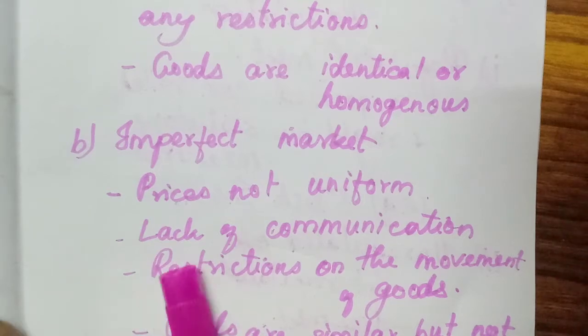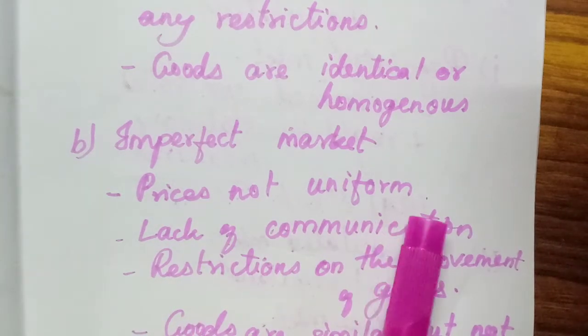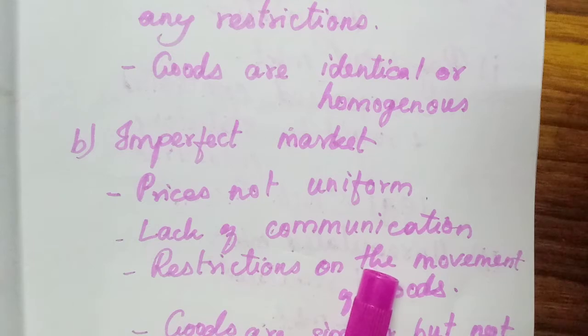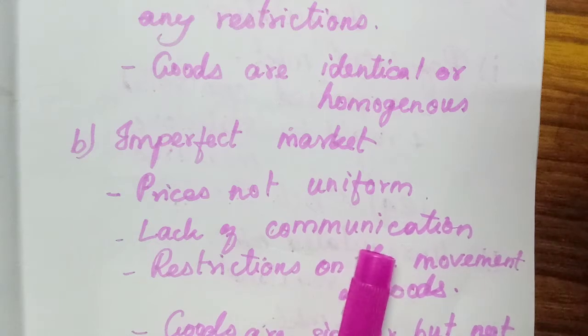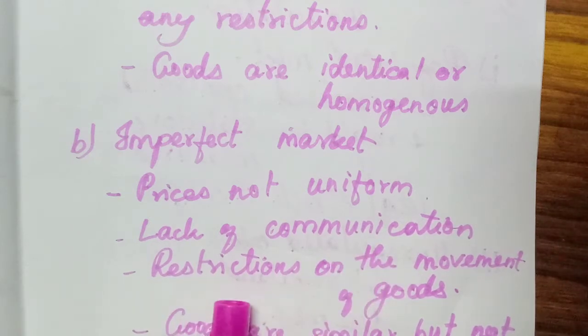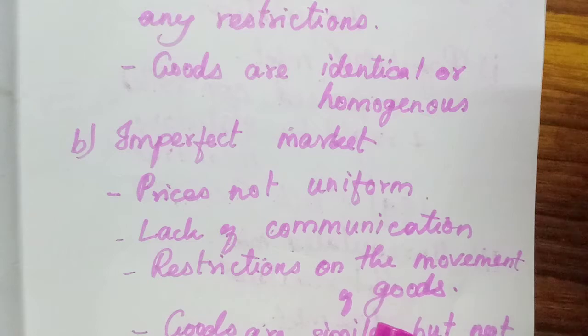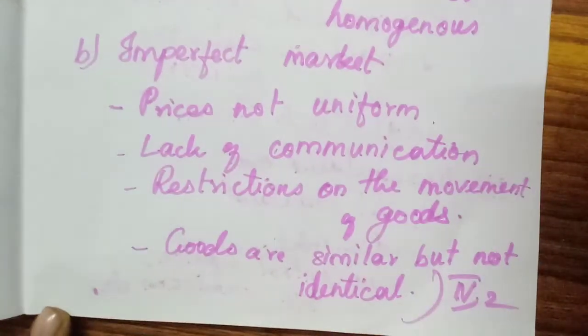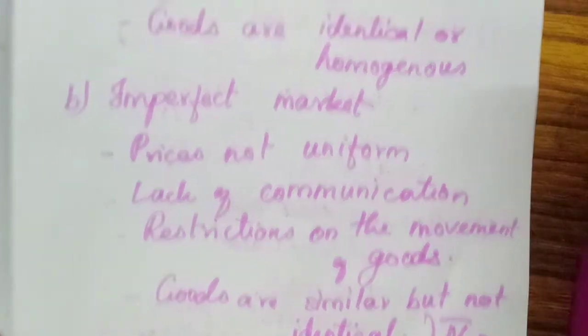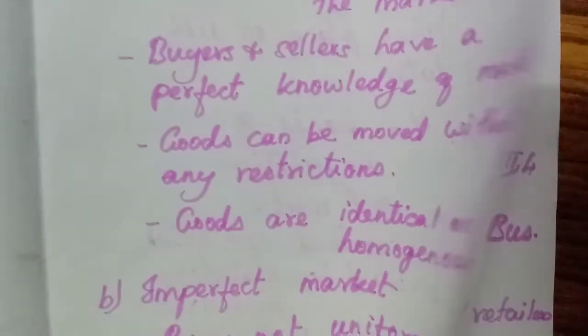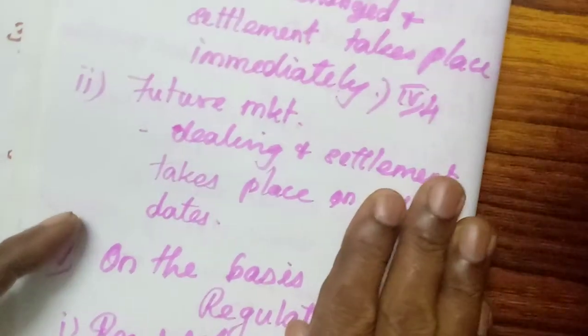That's what is given. Prices are not uniform in this market. Lack of communication, that means they do not have full knowledge. Lack of communication will be there. Then there are many restrictions on the movement of goods and services. Then goods are similar but they are not identical. This is the main classification. This classification is there for the 5-mark question answer.